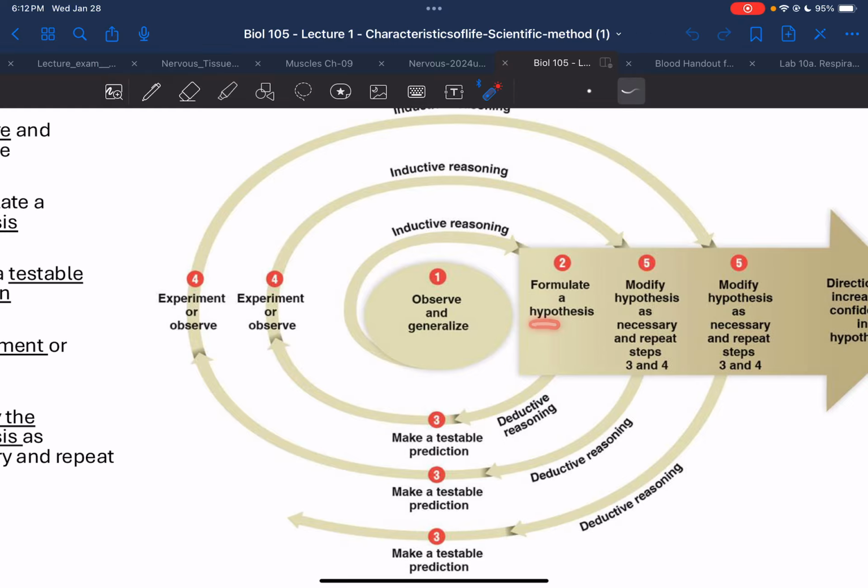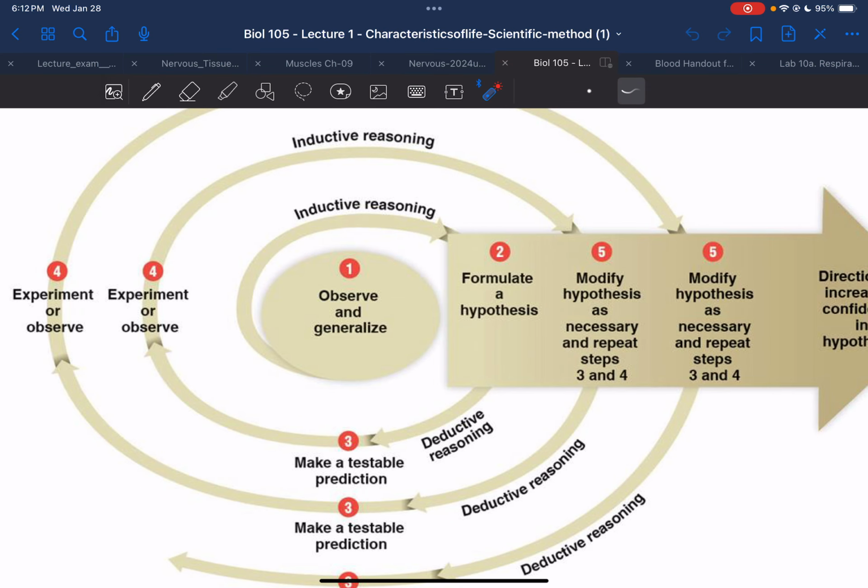Okay, that's what hypo means. Hypo in Latin means below. So this is like saying the below the question. Why are you asking this? And what is your proposed answer?